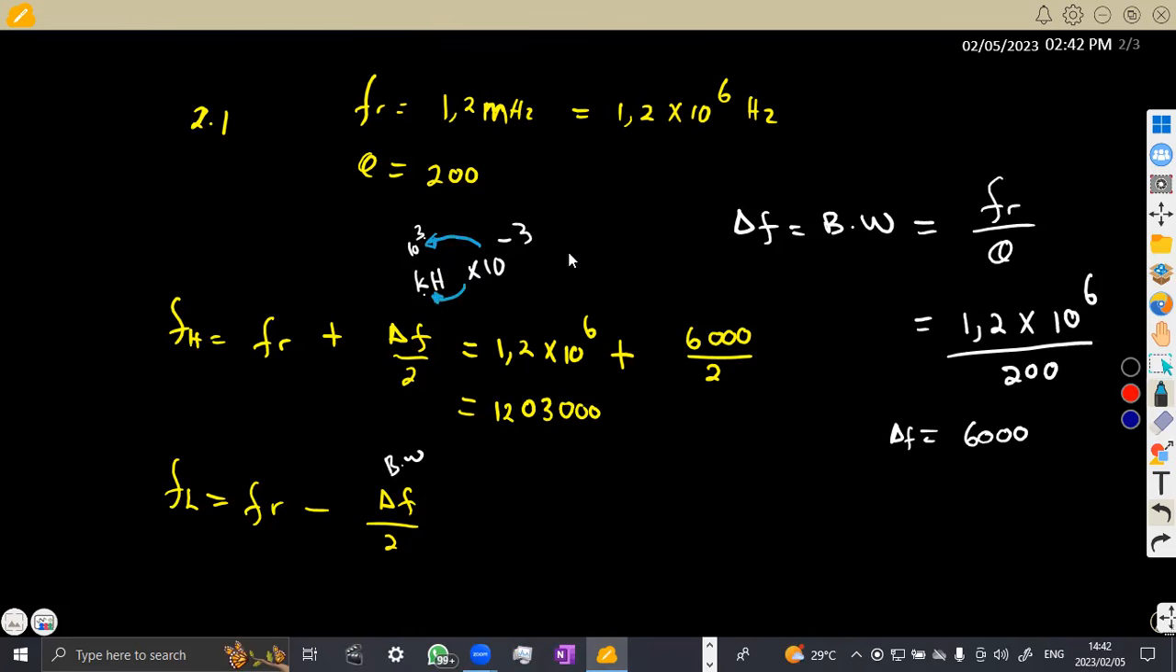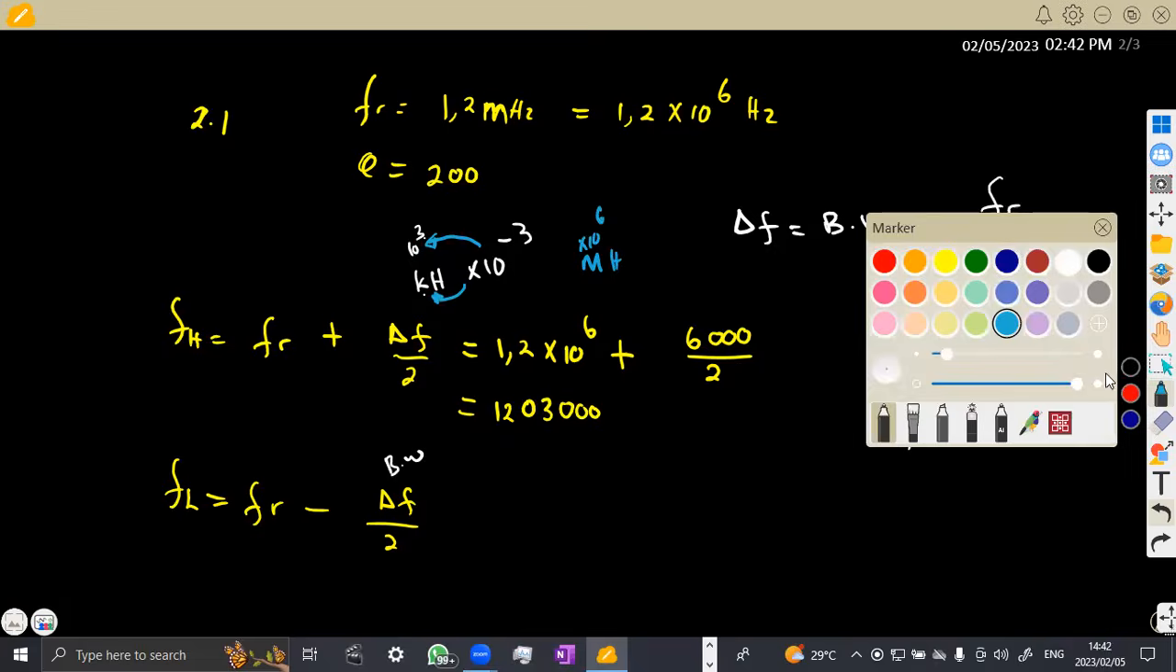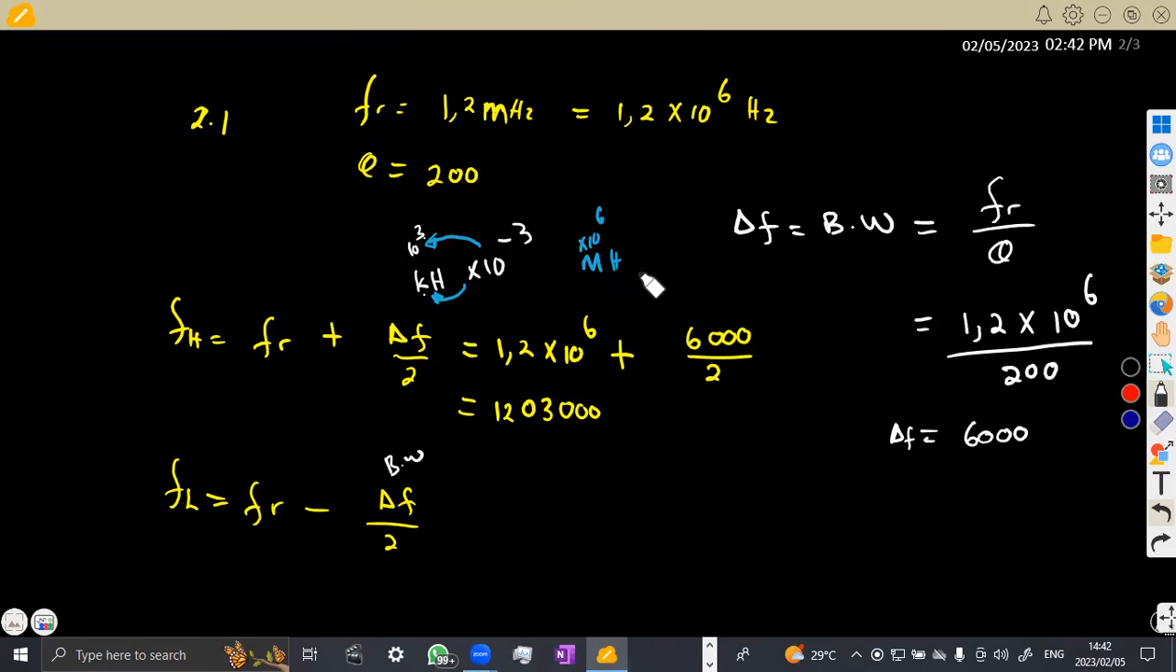The same thing if you want to convert to megahertz. Mega is 10 to the exponent of 6. You multiply that answer by the inverse of 10 to the x, which means you multiply it by 10 to the exponent of minus 6. Your answer is going to be in megahertz.